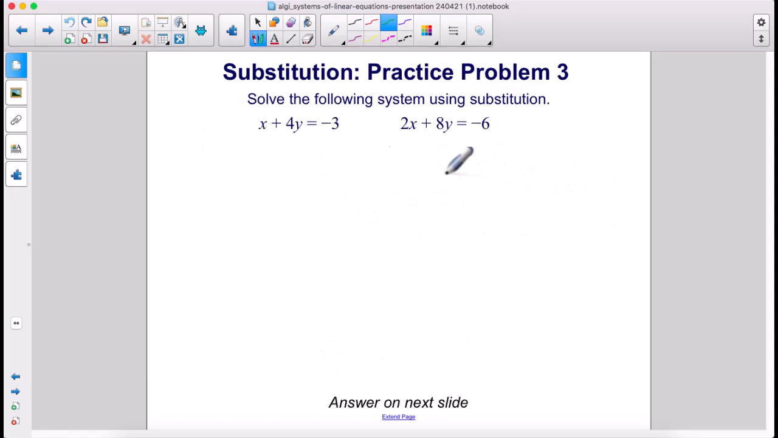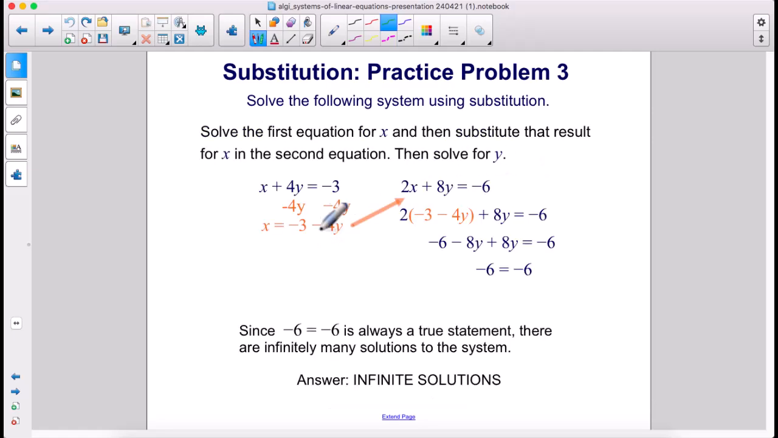Solve the following system using substitution. x plus 4y equals -3 and 2x plus 8y equals -6. First, we solve the first equation for x. Then we plug this in, -3 minus 4y, for x in the second equation. We distribute it, solve for y, and we get -6 equals -6. Since -6 equals -6 is always a true statement, there are infinitely many solutions to the system. So the answer is infinite solutions.